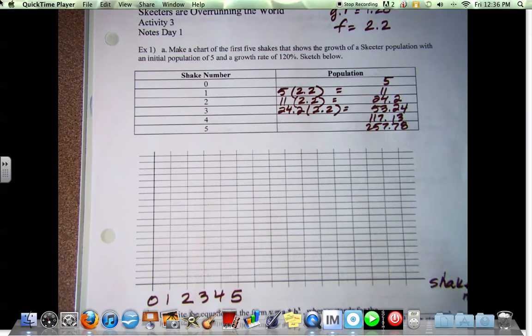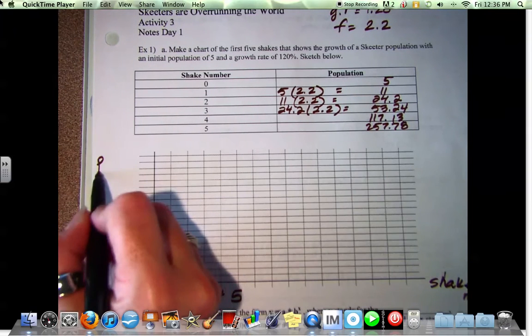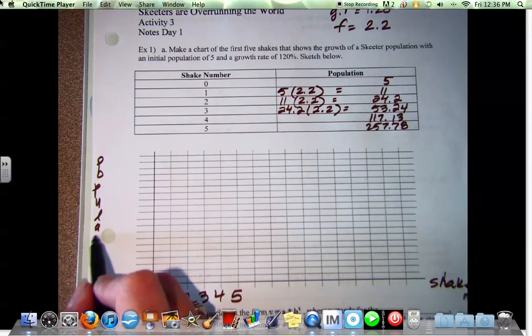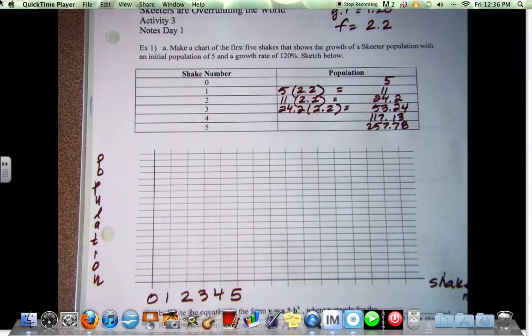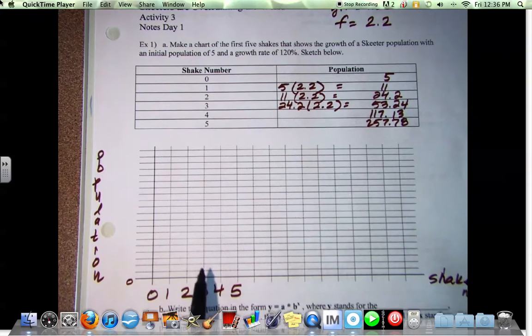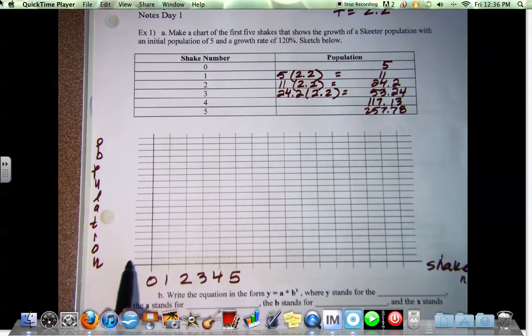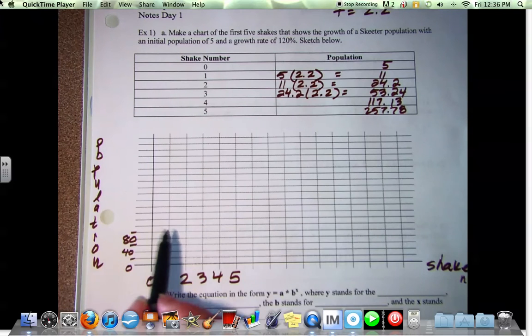What are we going to put on the y-axis? The population. Good job, Hannah. And we need to go up to what for the population? 267.68. So what increments do you want to do? 50s? I think we could do 25. We could do 20s too. 25. So 0, 25. This is going to be 20, but I'm not going to label that one. And then 40, 60, 80, 100.